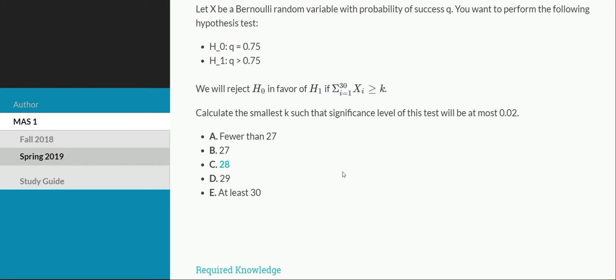Let x be a Bernoulli random variable with probability of success q. You want to perform the following hypothesis tests. H null is q equals 0.75. H1 is q is greater than 0.75. We will reject H null in favor of the alternative if the summation of xi's from i equals 1 to 30 is greater than or equal to k. Calculate the smallest k such that the significance level of this test will be at most 0.02.